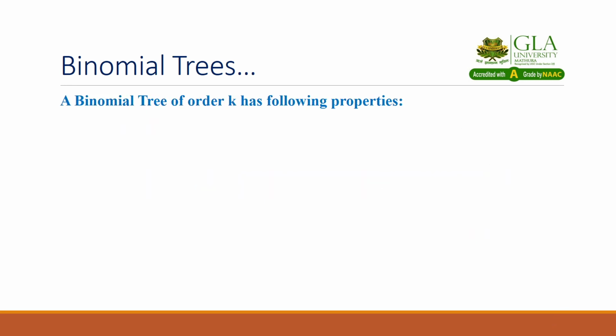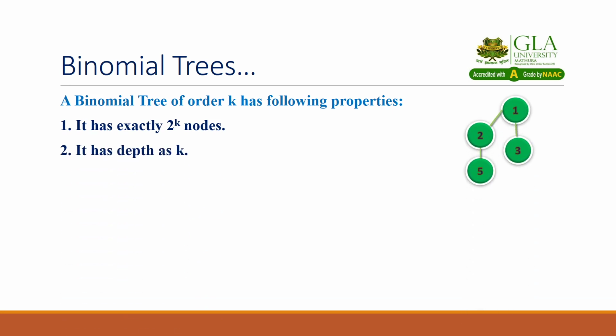which is formed with the help of two binomial trees of order k minus 1. Now what are the basic properties that we have to follow at the time of construction of binomial trees? First, it has exactly 2 to the power k nodes. Second, it has depth k. We can see with the example, binomial tree Bk of order k always has 2 to the power k number of nodes.